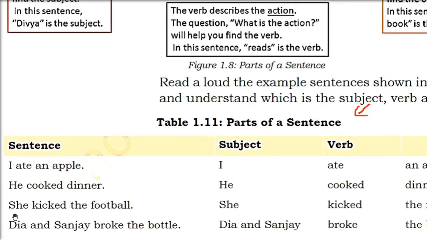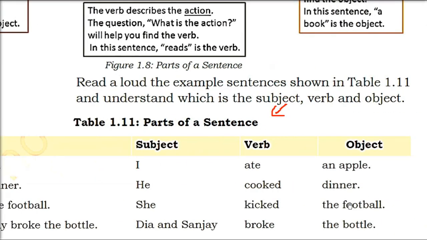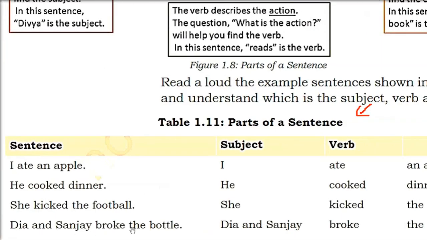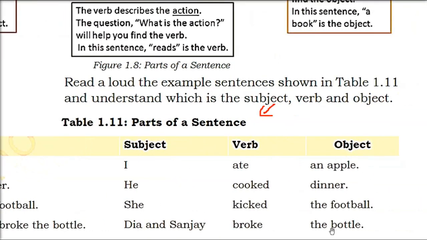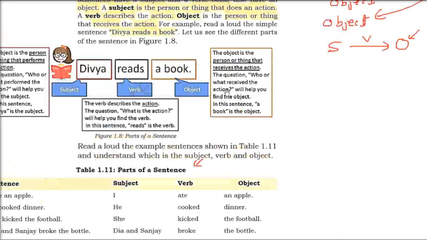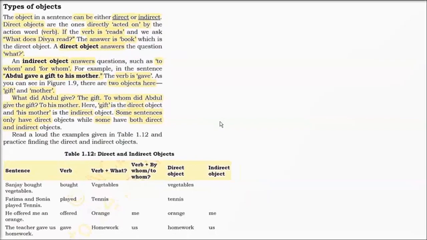She kicked the football. She is a girl, so she is the subject, and the verb is kicked. But she kicked what? Football. So football is the object. Diya and Sanja broke the bottle. Diya and Sanja both are subjects here. Broke means breaking, so it's a verb. And the object is the bottle. So this is how we define these.